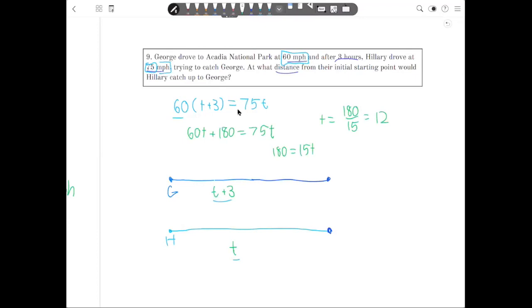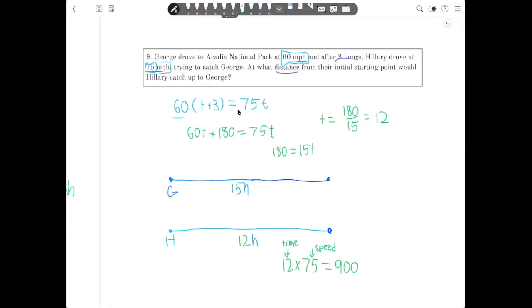So now we know this t is going to be 12. Hillary is going to drive for 12 hours, and George for 15. Okay, so then how far will Hillary travel? Hillary will just travel 12 times 75, which is going to be our answer, or 900. This is the speed. This is the time.